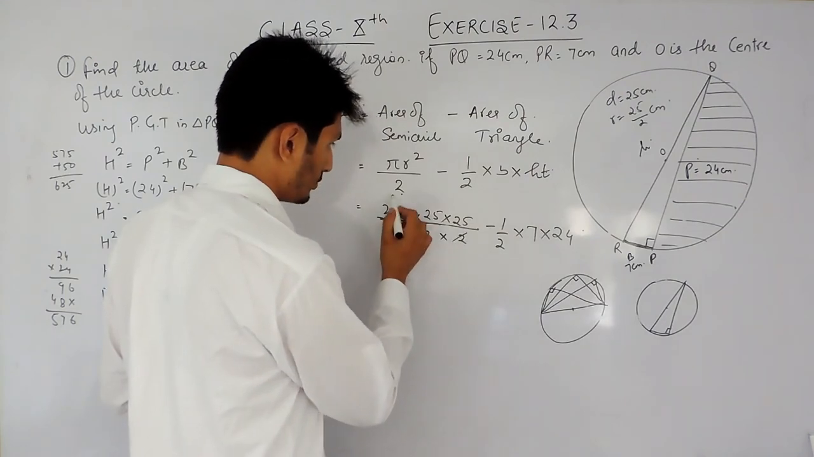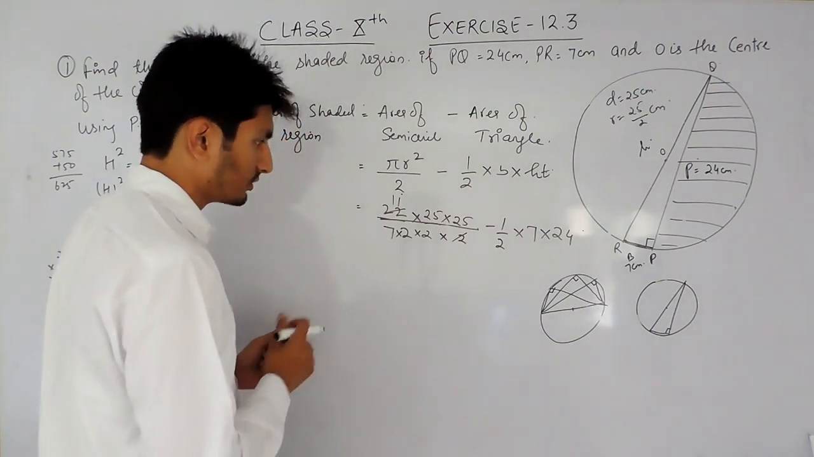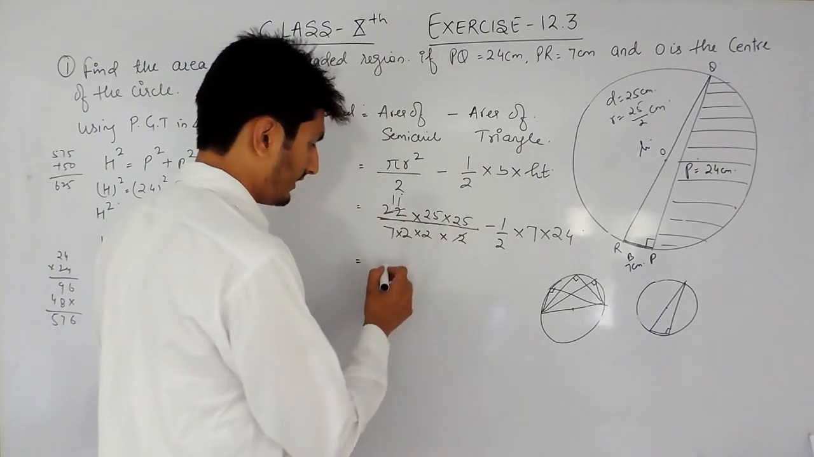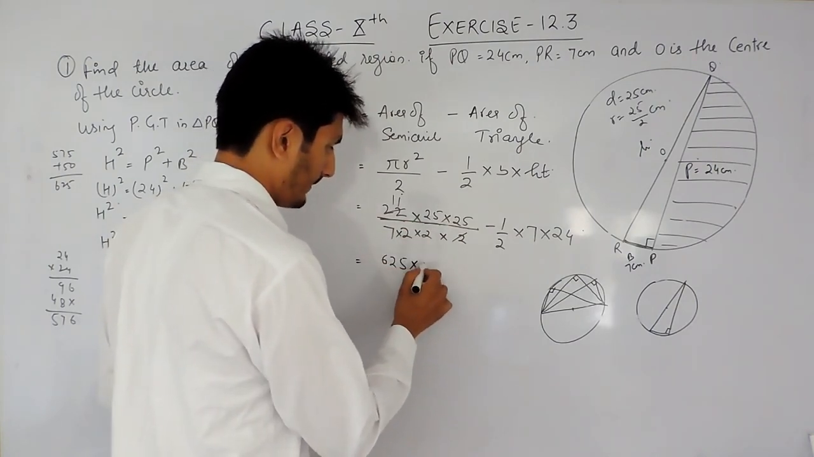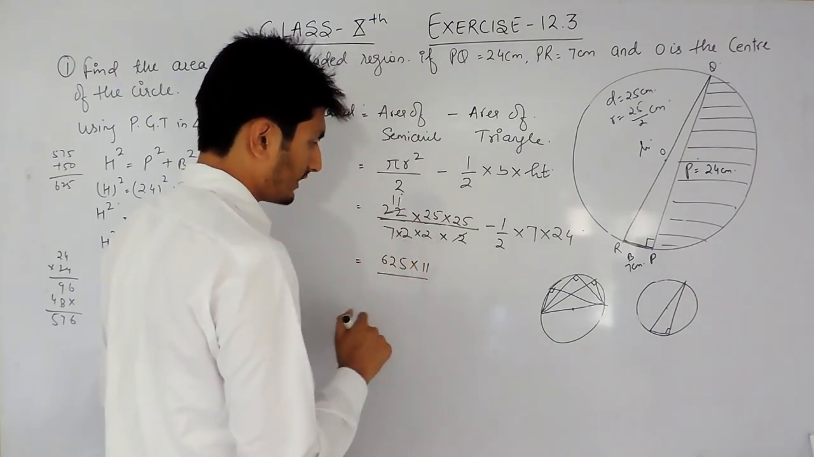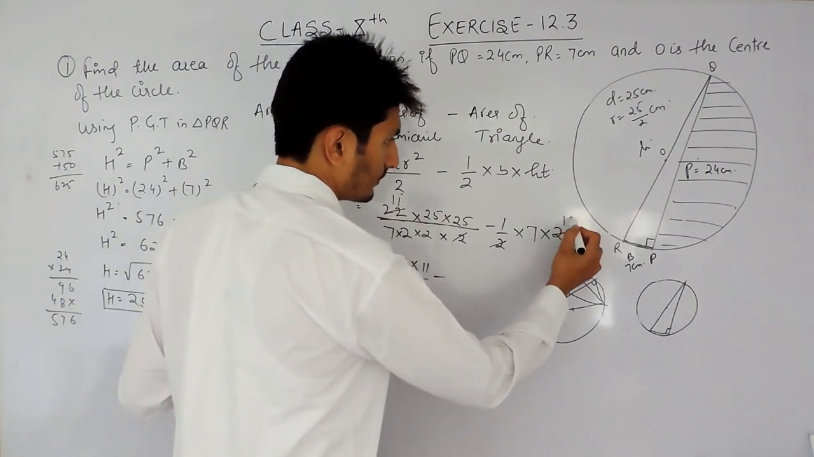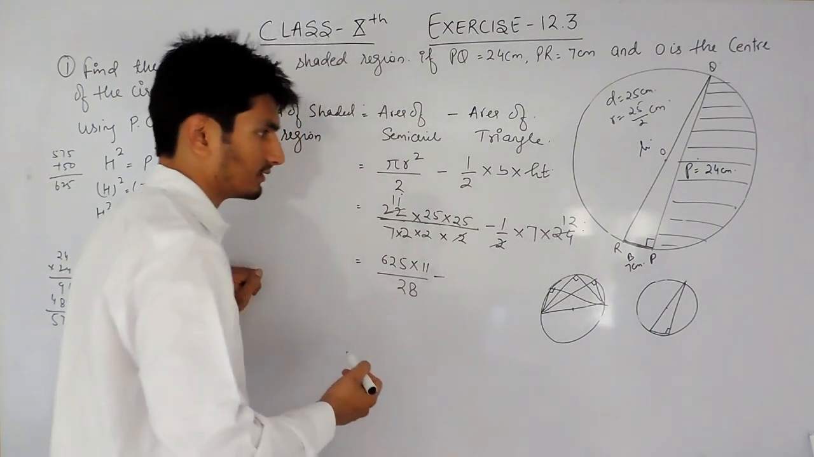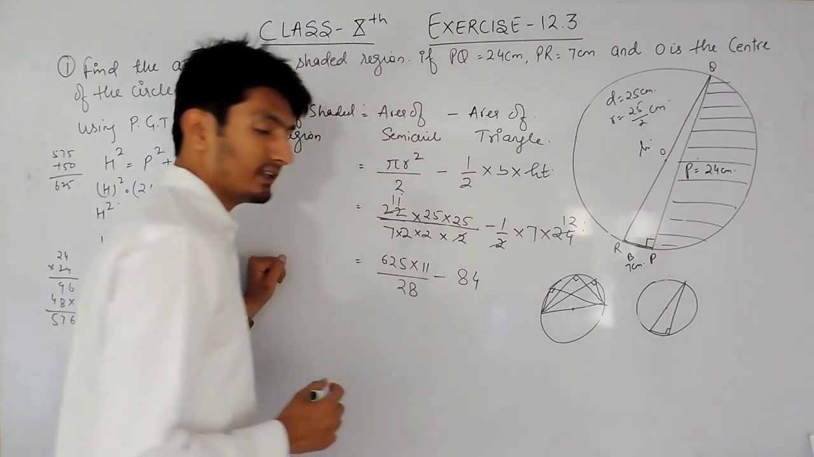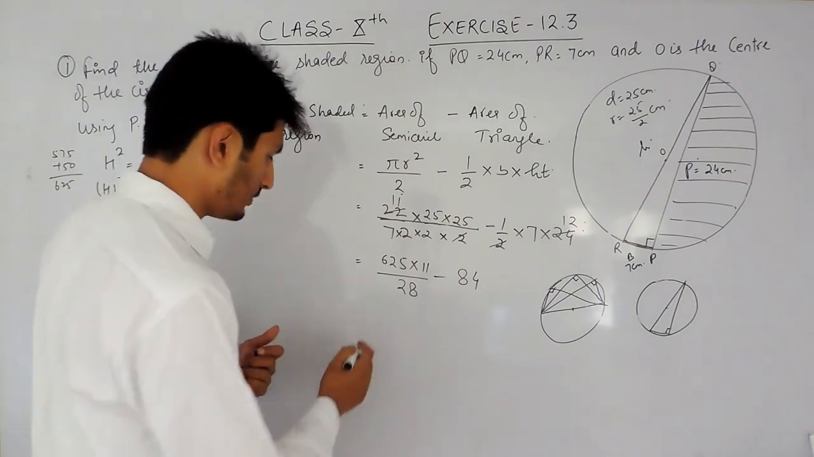2 can be cancelled with this 2 11 times, and the remaining values cannot be solved. So here, 25 multiplied by 25 is 625, multiplied by 11, and the denominator it is 2 into 2 is 4, and 4 into 7 is 28, and minus, this can be cancelled 12 times, so 12 into 7 is 84. Now, I have to multiply 625 by 11, and then I have to divide it by 28.